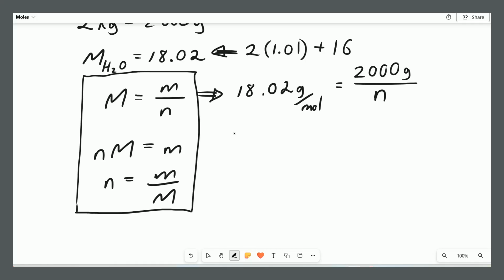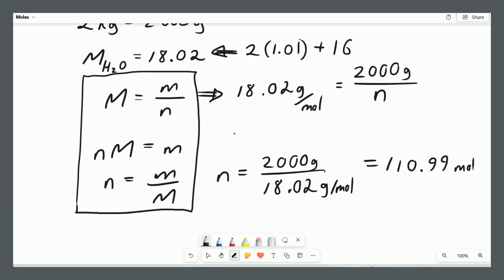So n, the number of moles, equals the total mass, 2,000 grams, divided by the molar mass, 18.02 grams per mole. And when we work that out, we get approximately 110.99 moles. Now, from that, we want to find the number of particles.